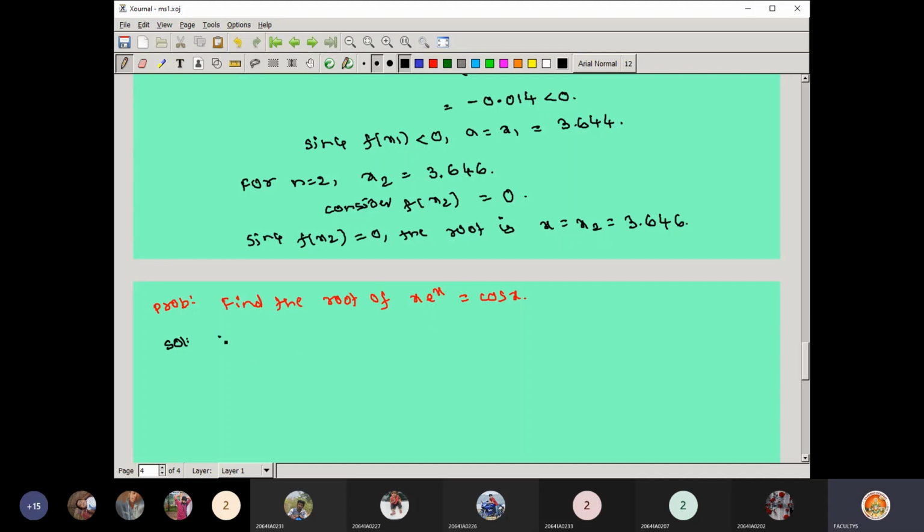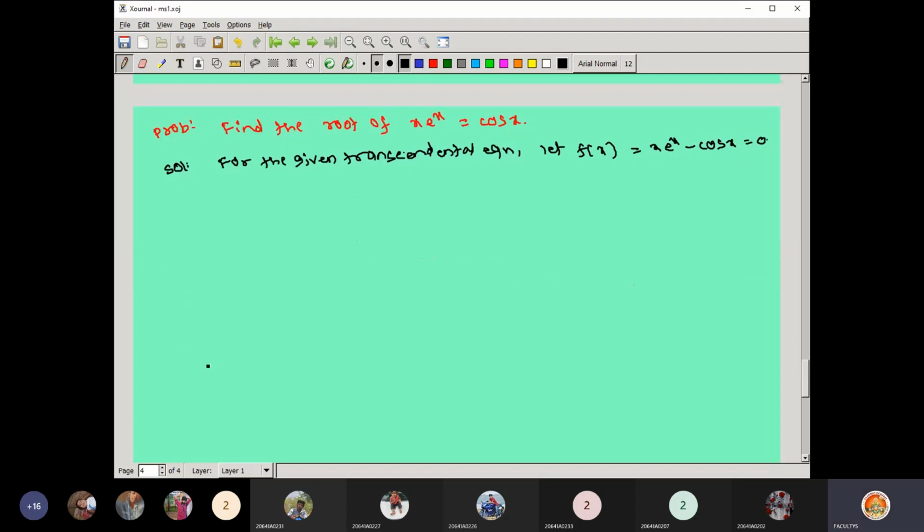So solution is, for the given transcendental equation, let f of x equal to x e power x minus cos x that is equal to 0. Now you are selecting the real numbers. Try once and see what the a, b values are.